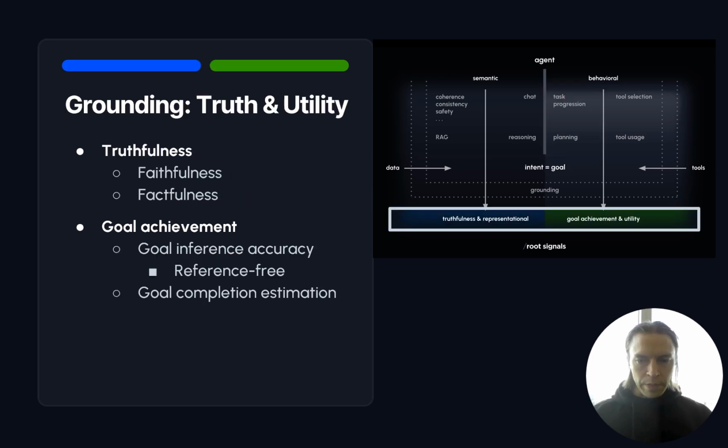So both of these are actually grounded on external reality. Like I mentioned, the representations are grounded on truthfulness, and the activities and behaviors are ultimately grounded by goal achievement and utility. And this is the ultimate metric to everything else that the agent is trying to do, and all these other things along the way are just proxy metrics, so to speak.